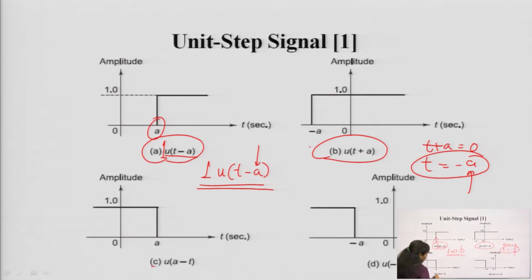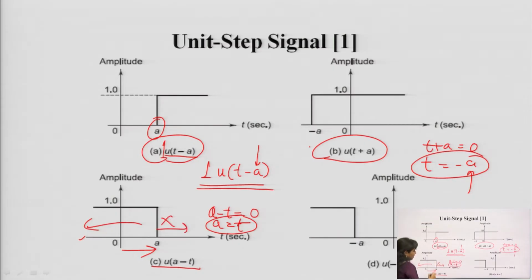Now, next will be u(a minus t). When you put a minus t equal to 0, a will be equal to t, which means it is a time shifted version and it will be on the positive side. So, for this one it will start at a and it will extend to the left hand side, not to the right hand side.